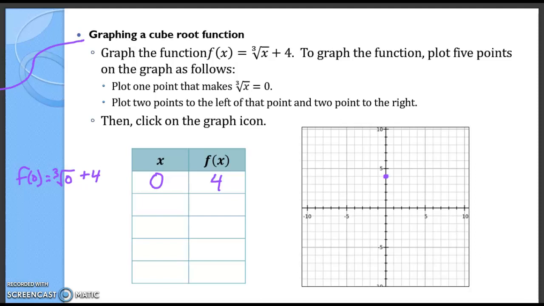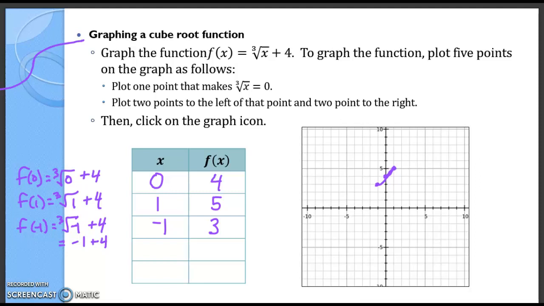Let's plot now. It says 2 points to the left and 2 points to the right. I know the cube root of 1. The cube root of 1 is just 1. So 1 plus 4 is 5. Similarly with negative 1, except the reason it goes down on this side is because the cube root of negatives become negative. So what's negative 1 plus 4? Well, that's going to be at 3. So far, we're looking okay.